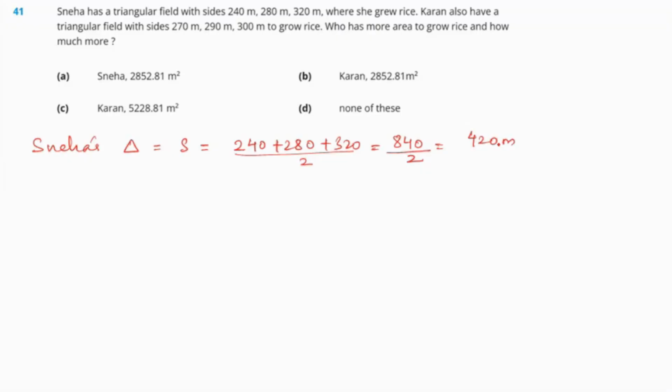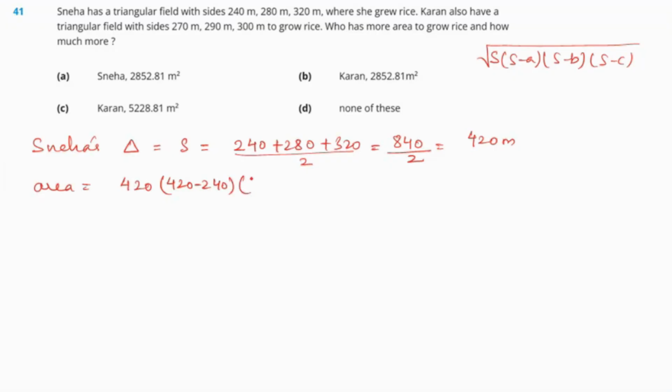Now, after that, by using the Heron's formula, if we are going to figure out the area, we will be getting Heron's formula as we already know, root of s(s minus a)(s minus b)(s minus c). Okay, and root of the entire. So here we will be getting 420, 420, then 420 minus 240.